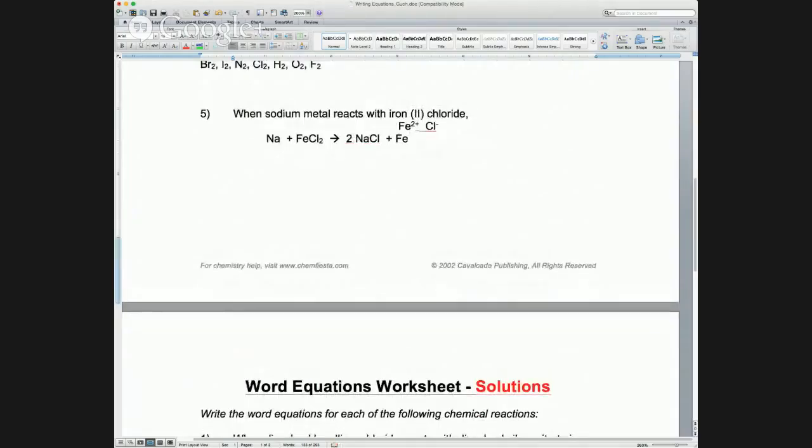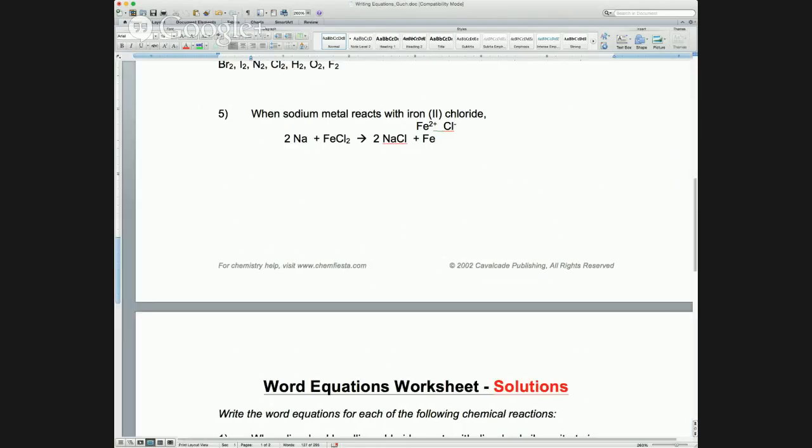Right? And you still need to balance it. So you've got to put a 2 out here in front of the NaCl so that you've got 2 Cl's, and then a 2 in front of the Na. And that is your answer. You translated it, you predicted products, you balanced it, all those things, and neither iron nor sodium is part of Brinkelhoff, so you're good to go.